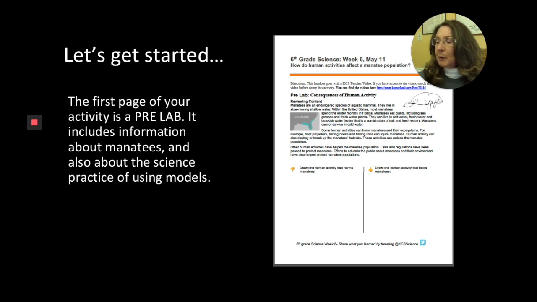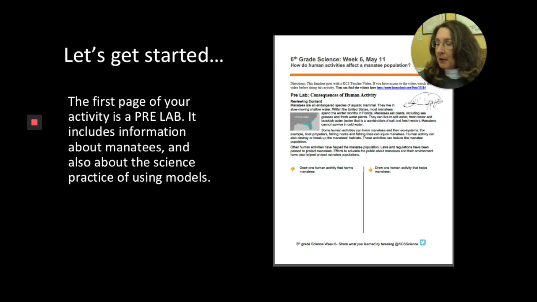Today, we will be using the science practice of developing and using models. Scientists often use models to study objects and events. In this activity, you will use a model to observe changes that occur in a population over several generations. The model will allow you to observe changes in a manatee population without actually measuring a real population over an extended time period, which is something that would be very difficult to do.